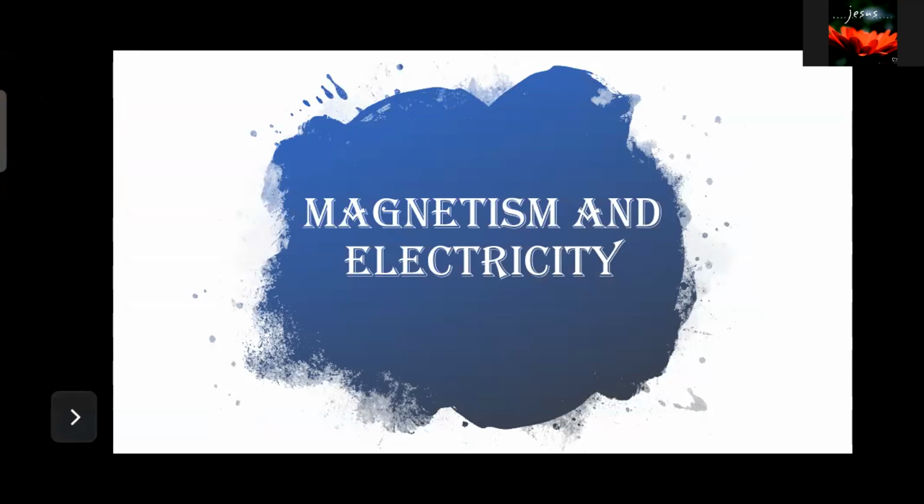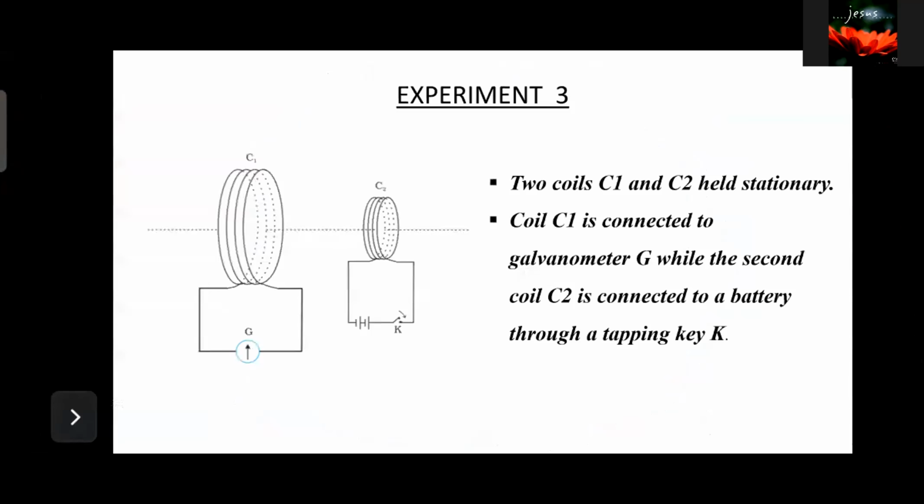Yes, okay. In the previous two experiments, we have seen the deflection of the galvanometer during the relative motion of the magnet and the coils, isn't it? So here we are going to keep the two coils stationary. The first coil is named C1, the second coil is named C2.